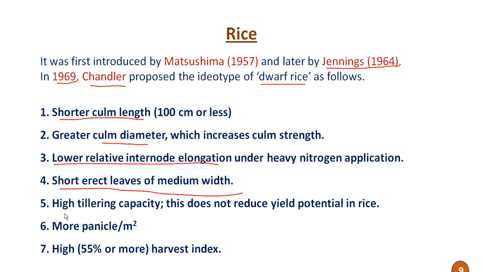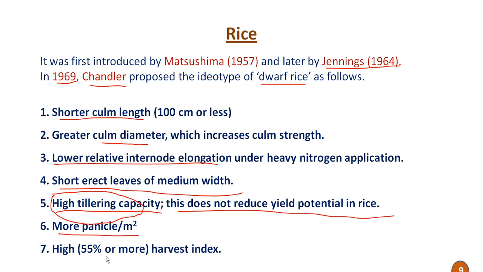Then high tillering capacity. This does not reduce the yield potential in rice. It means this high tillering capacity directly contributes to the yield, so high tillering capacity is preferred according to Chandler and co-workers in case of rice. Then more panicles per meter square. If there is a greater number of panicles per meter square, then it is beneficial.